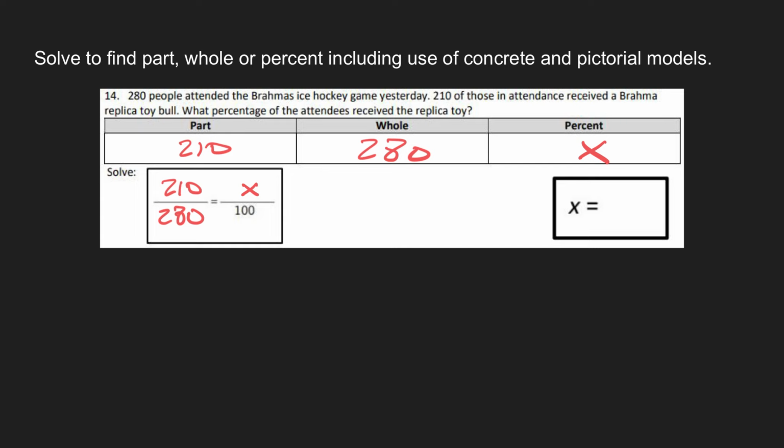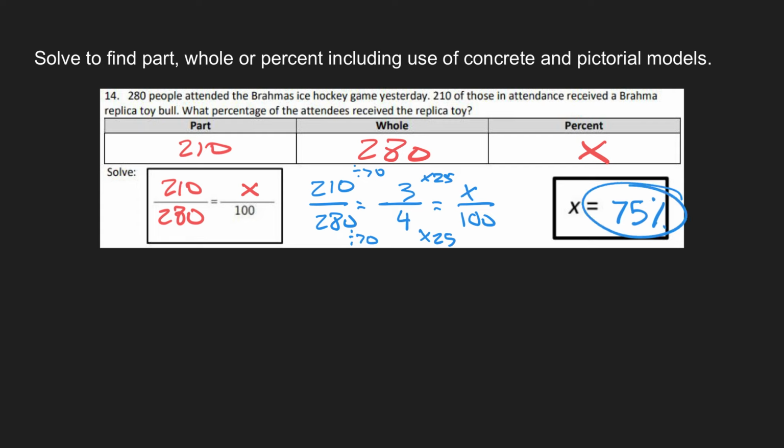I want to divide them by 7, so actually I would divide them by 70. If I was doing it, I would set it up a little differently. I would divide by 70 because I noticed they're a factor of 7. So that would be 3 over 4. Then I could do times 25, times 25, and I would get 75%. That's how I would do it, a little different than this guy here.